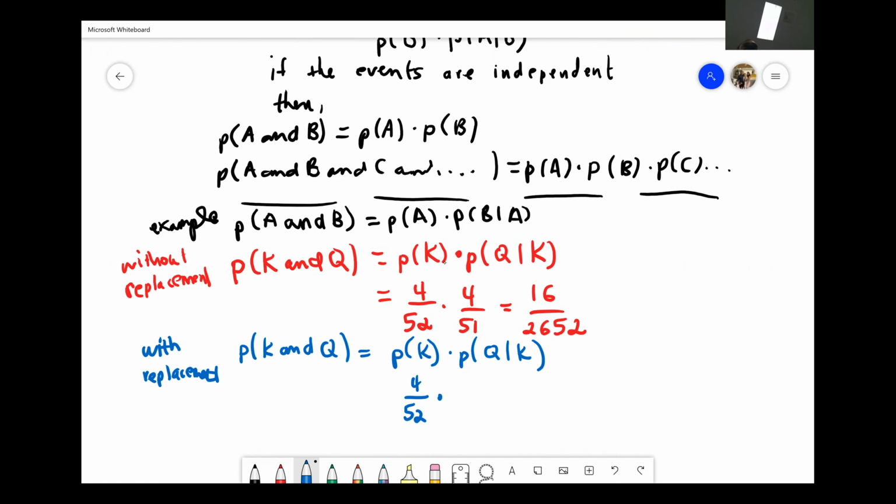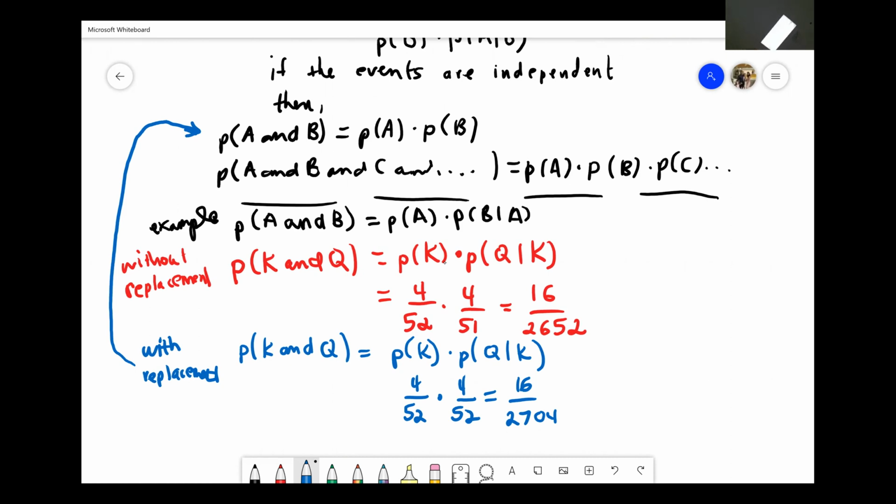Did we put the king back in the stack? Yes, we did. What's the probability of queen now? 4 out of 52, which is okay. So it's just 16 divided by 52 times 52. Nothing happened because these were independent events. And as we said, the rule says that if the events are independent, we just multiply the probability of A times the probability of B.